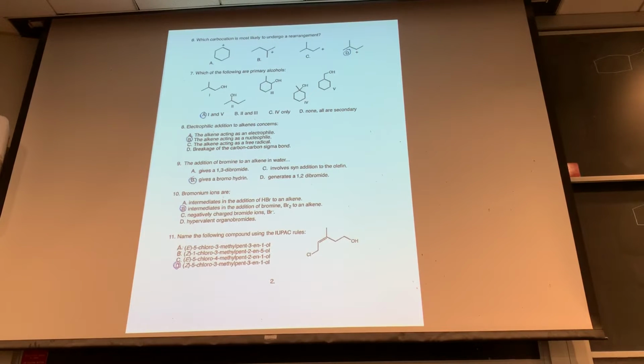Next page here, definitions, carbocations. The one with branching next door is the one that will shift here. So that one's not too bad. Which are the primary alcohols? So you can figure that one out, I think.